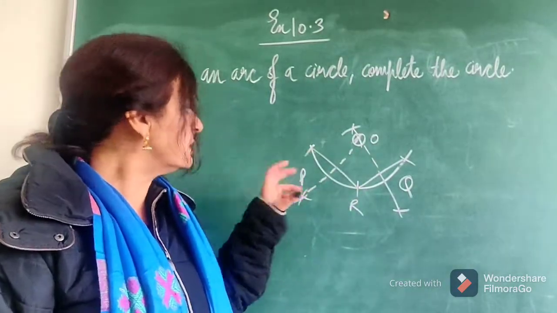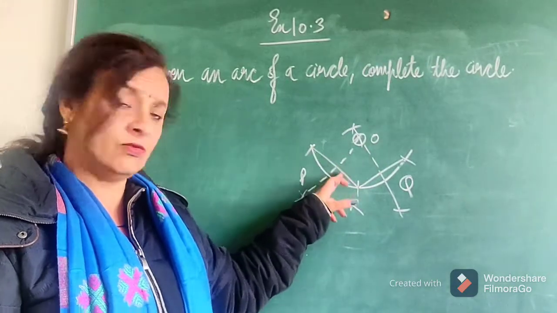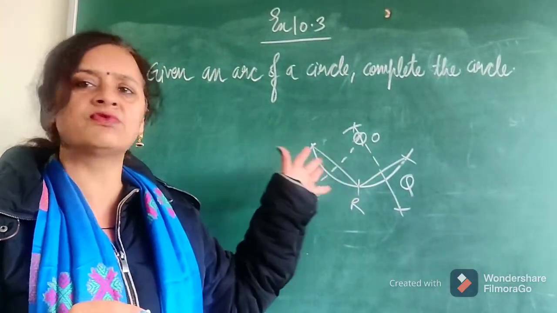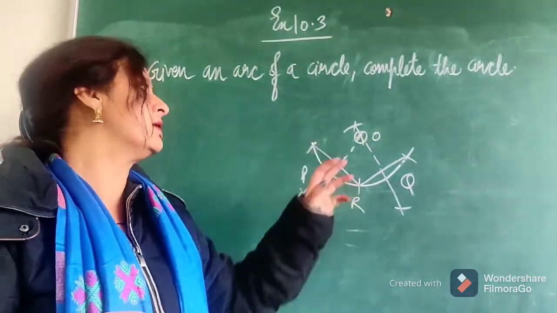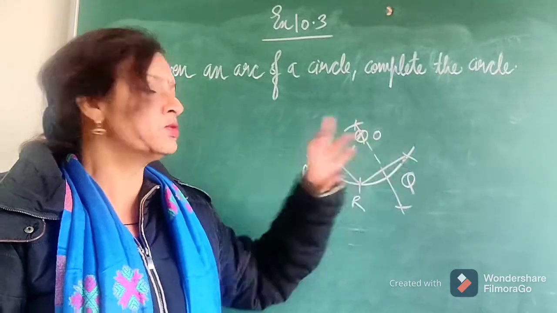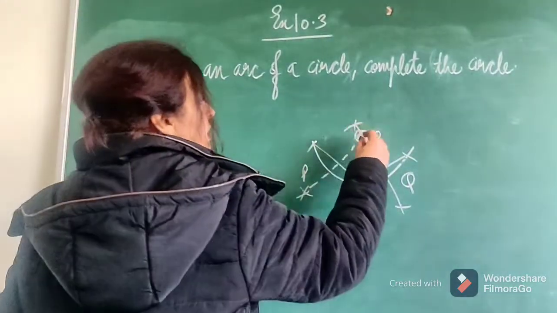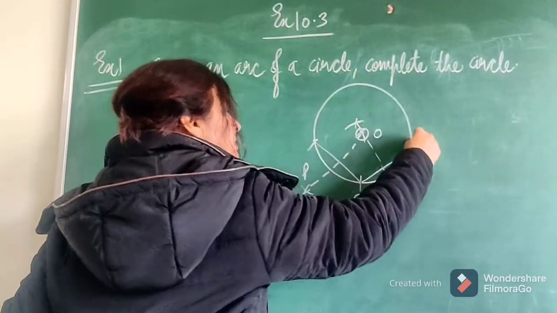Why? Because we have learned that O lies on the perpendicular bisector of PR. Every point which lies on the perpendicular bisector of a line segment is equidistant from its endpoints. So OP is equal to OR. Similarly, OR is equal to OQ. So that means O is the center and OP is the radius. By taking OP as the radius, you can complete your circle.